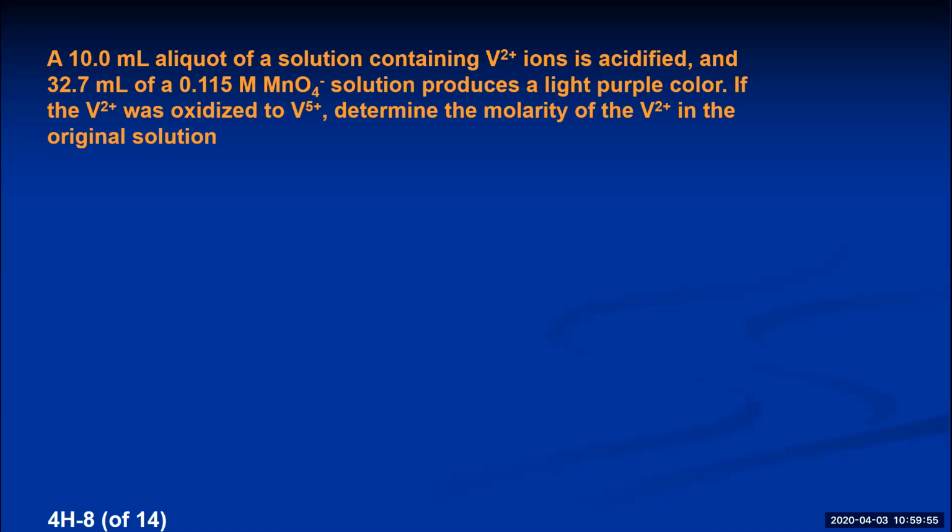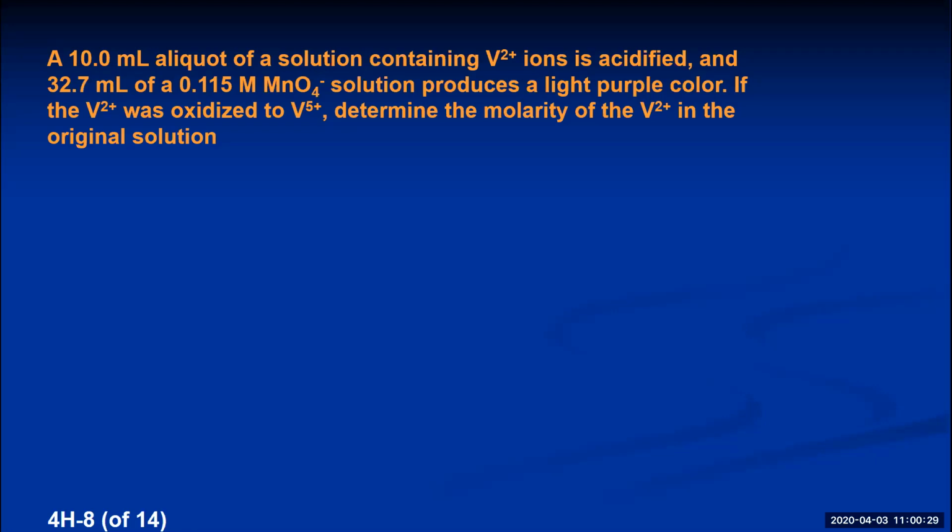If the vanadium positive 2 was oxidized to vanadium positive 5, determine the molarity of the vanadium positive 2 in the original solution. So before we start, let's just identify this word aliquot. That's a fancy way of saying a sample of a solution. So a 10.0 milliliter sample of a solution containing vanadium 2 ions is how that's read, but if you want to be fancy, you call it an aliquot. So we're trying to figure out the concentration of the vanadium 2 ions. So in a titration, I would put that in my flask at the bottom. I need a known concentration solution that's going to react with that. And vanadium ions aren't acids or bases, so I can't pick an acid or base to react with it.